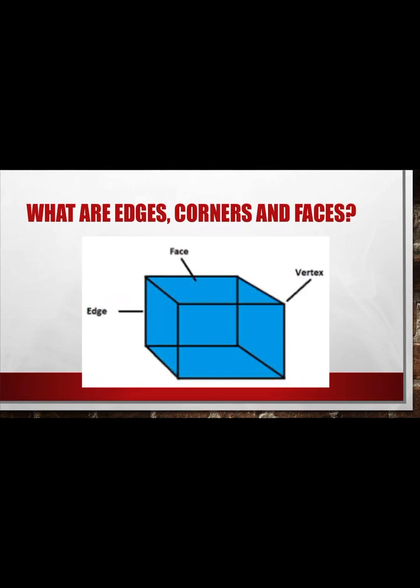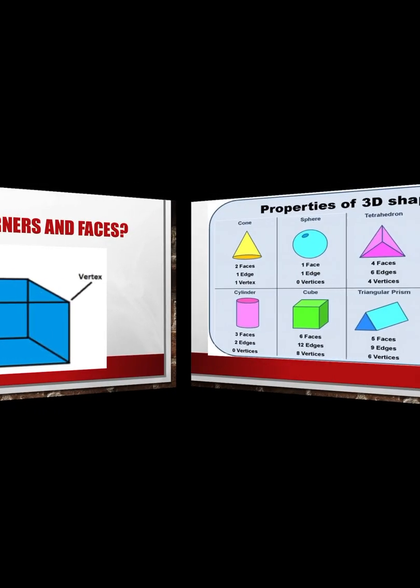Now come to the clarification of edges, corners and faces. So here it is a picture of a cuboid. Look at these, these are the edges. It is already marked here as edges. Vertices are actually called the corners. The corners of the cuboid are the vertices. And faces means the faces of the cuboid. So this is about the faces, vertices and edges.